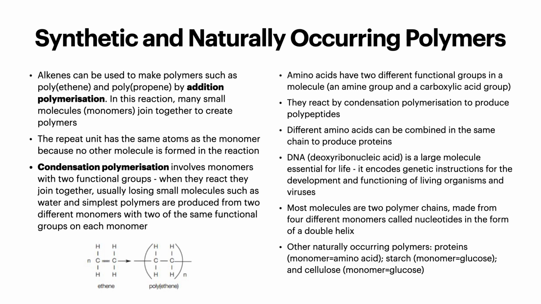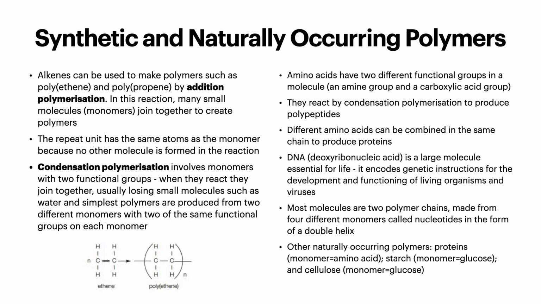Then we have synthetic and naturally occurring polymers. Alkenes can be used to make polymers such as polyethylene and polypropylene by addition polymerization. In this reaction, many small molecules, also known as monomers, join together to create polymers. The repeat unit has the same atoms as the monomer because no other molecule is formed in the reaction.